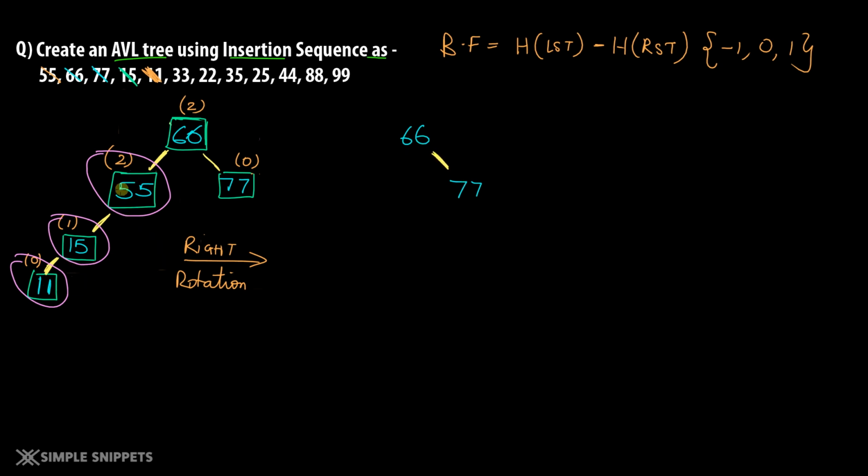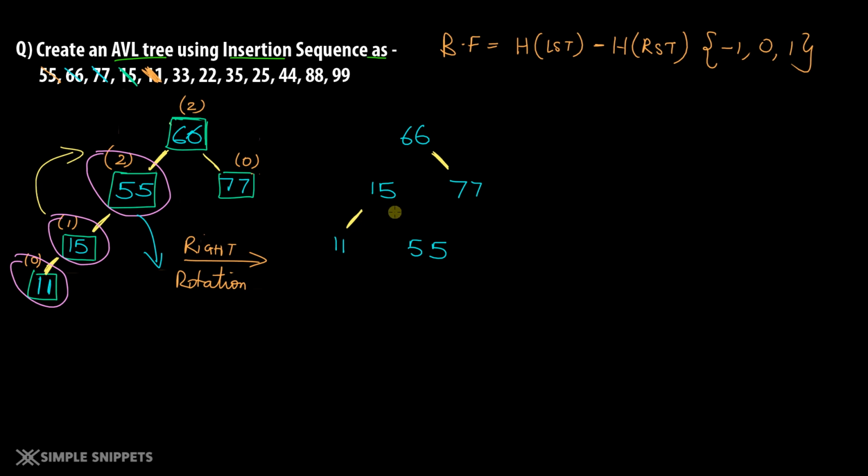Now let's apply the right rotation on these three nodes. The center node, as I mentioned, becomes the new root node. So 15 will be taken to the top, so we have to write 15 over here. 55, which is the top node, was taken to the bottom, so we'll write 55 over here. And 11 will be the left child as it is of 15.